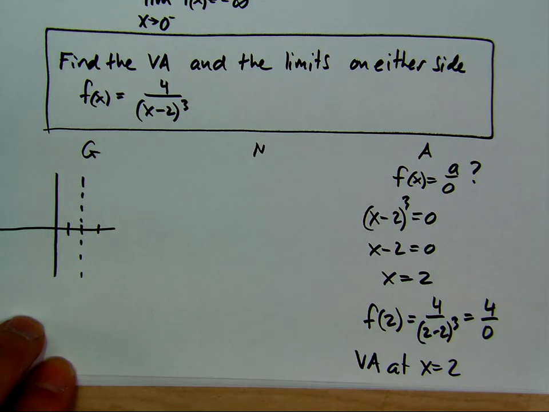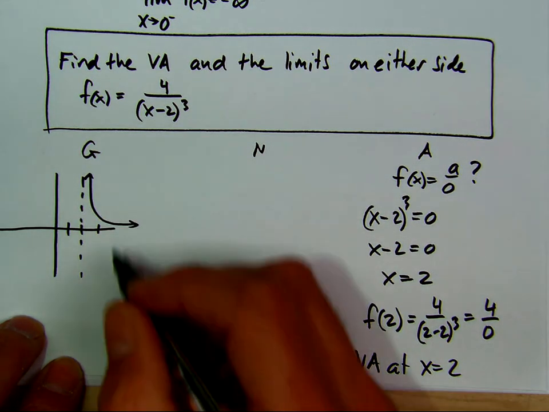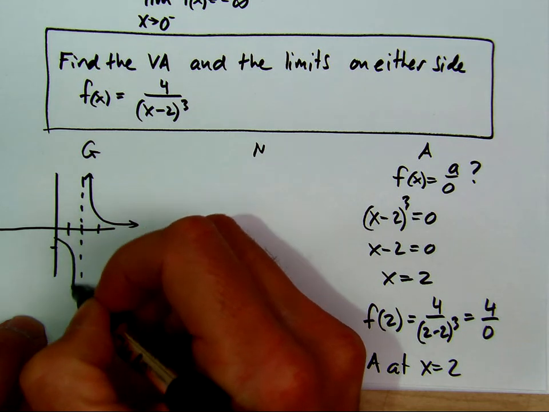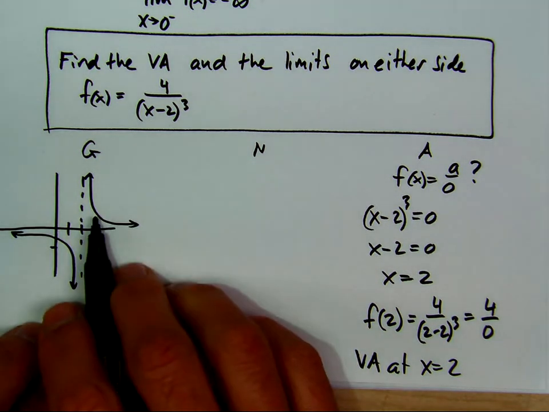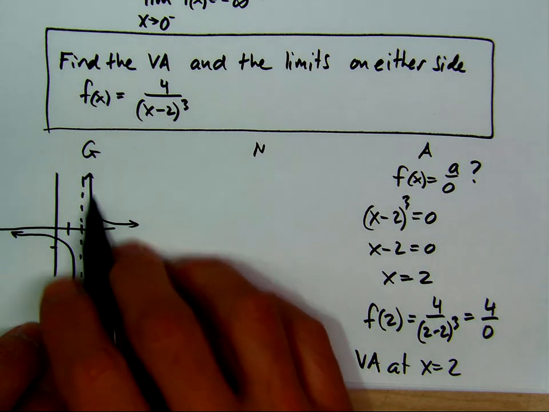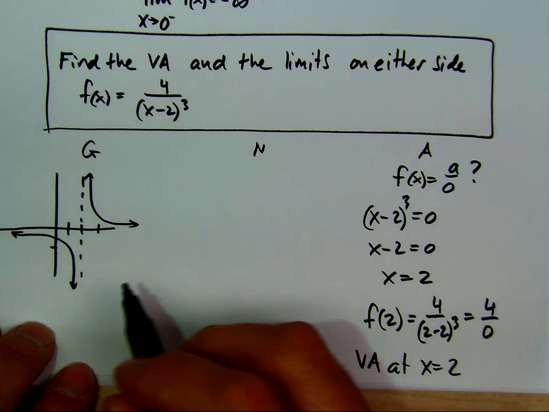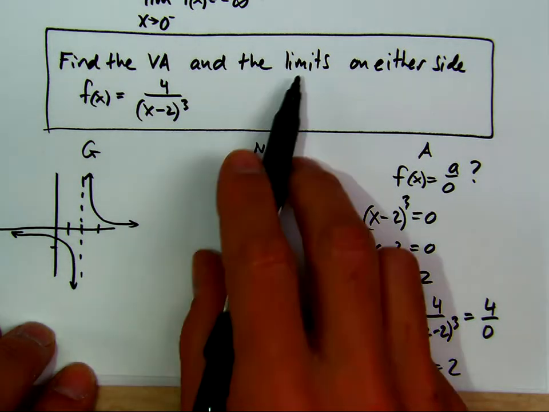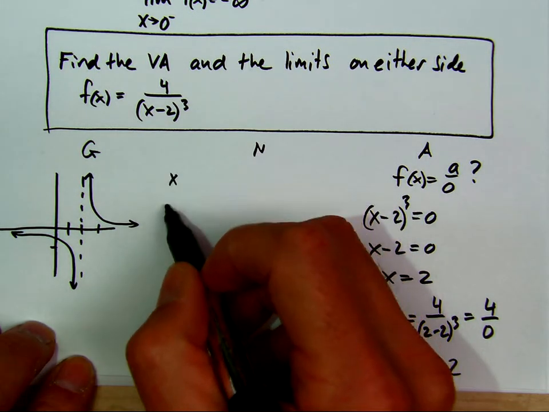And if we just graphed it on a calculator or Desmos, we'd see that. And that allows us to see the limit from the right is positive infinity. From the left is negative infinity. So we can answer the question about limits using the graph. We could also look at a table.